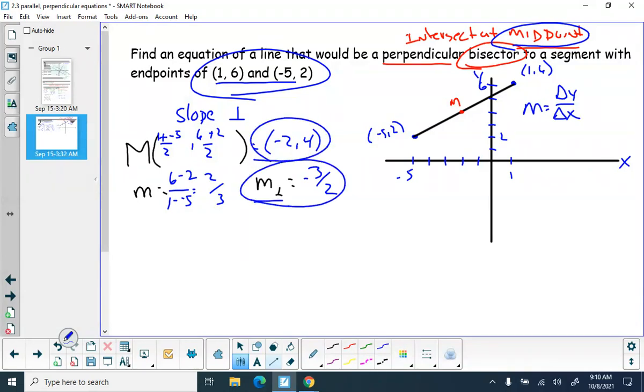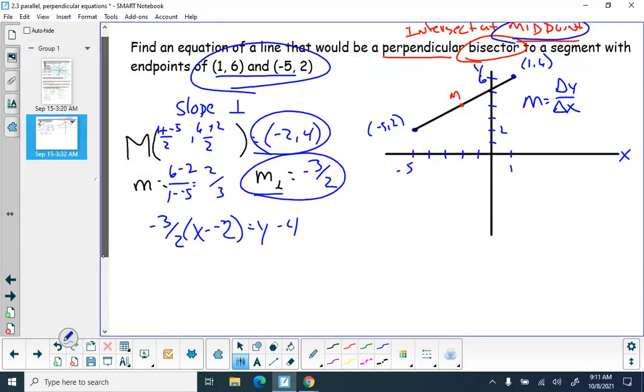So now we have our perpendicular slope. We have the point that we have to go through. So we have negative 3/2 times x minus a negative 2 is equal to y minus 4. Okay, we have to be able to find both of those entities: the slope, and also the point that we have to go through. So find the equation, Emily. What's our equation going to be?